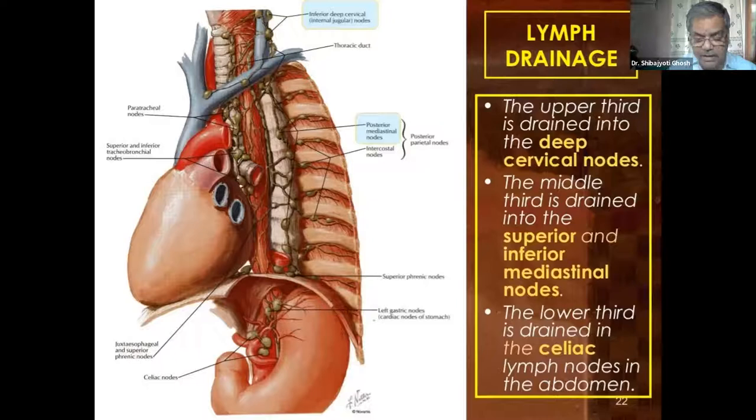So you are supposed to know about the A ring, the B ring, and the Schatzki's ring. These are all important landmarks for the diagnosis of hiatus hernia. And also, it would be preferable if you could put up some photographs of the barium swallow, which corresponds with the anatomical landmark.